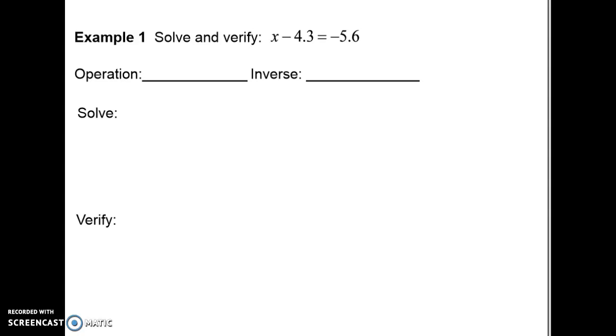So for this example, we want to solve and verify x minus 4.3 equals negative 5.6. The operation that we're performing on this equation is we're subtracting 4.3 from the side that x is on. The inverse of subtraction is adding, so we want to add 4.3 to both sides of the equation because we have to keep our equation balanced.